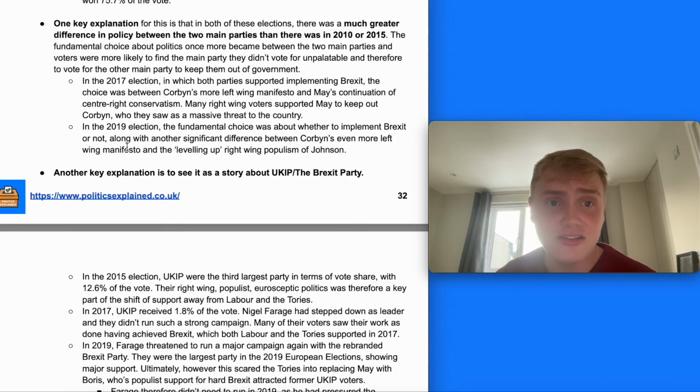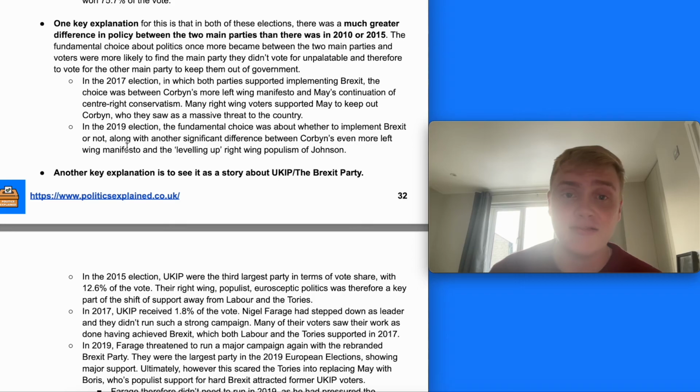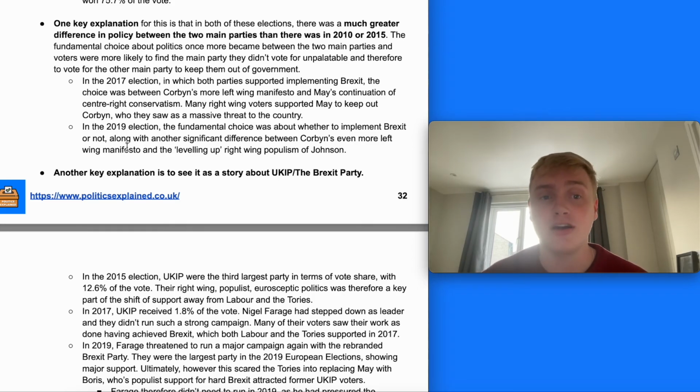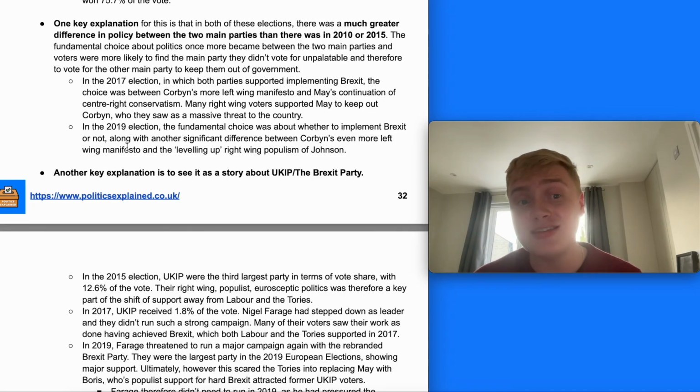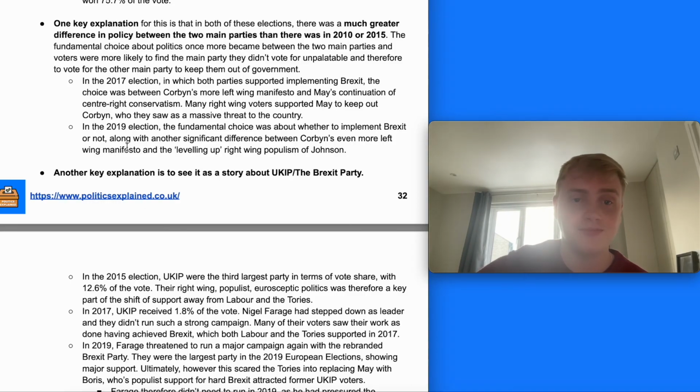In the 2017 election, in which both parties supported implementing Brexit, the choice was between Corbyn's more left-wing manifesto and May's continuation of centre-right conservatism. Many right-wing voters supported May to keep out Corbyn, who they saw as a massive threat to the country. In the 2019 election, the fundamental choice was about whether to implement Brexit or not, with Labour not supporting Brexit and supporting a second independence referendum, and the Tories supporting Brexit, along with the other significant difference between Corbyn's even more left-wing manifesto and the levelling up right-wing populism of Boris Johnson.